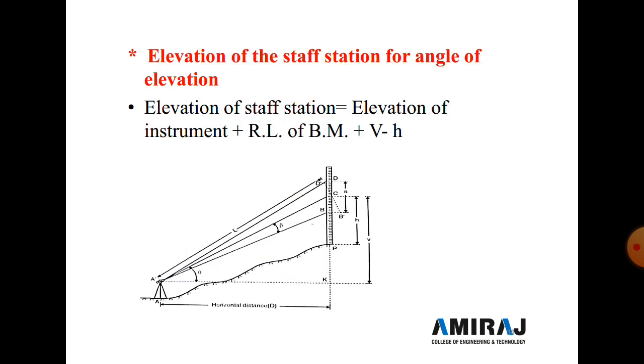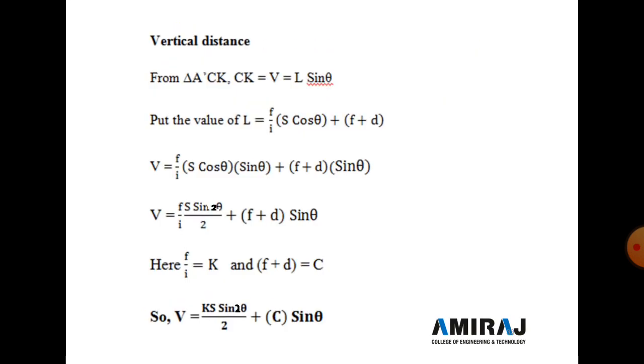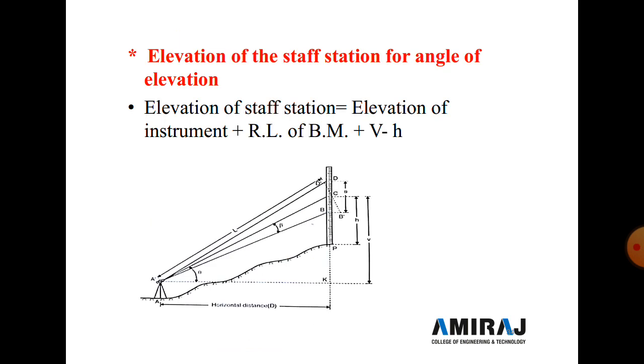V is equal to L sin theta, so V is equal to f upon i S cos theta sin theta plus f plus d sin theta. So f upon i S sin 2 theta divided by 2 plus f plus d sin theta. Since f upon i is equal to K and f plus d is equal to C, V is equal to K S sin 2 theta divided by 2 plus C sin theta. This is the final equation for finding the vertical distance V.